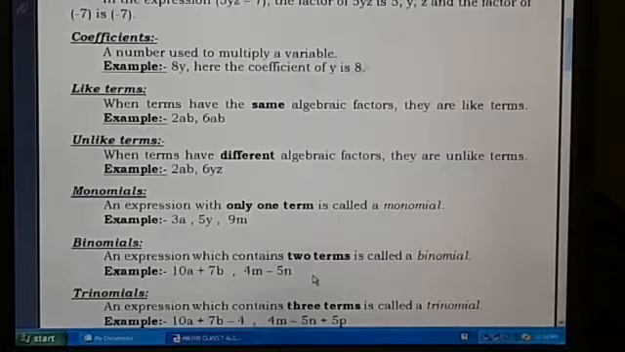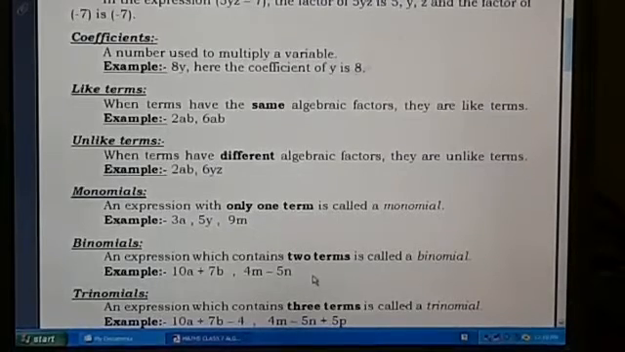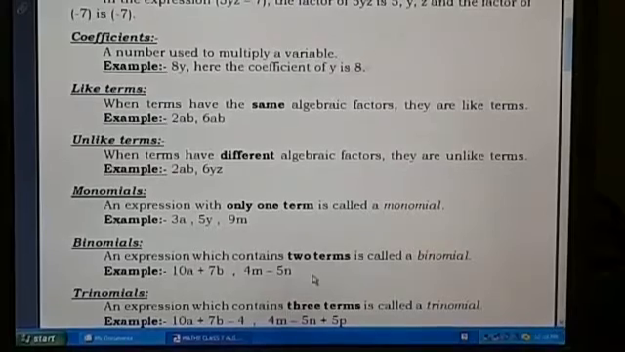When terms have the same algebraic factor, that is called like terms. Okay, next, unlike terms. When terms have different algebraic factors, that is called unlike terms. I have given the example. If you see the example, you will know.